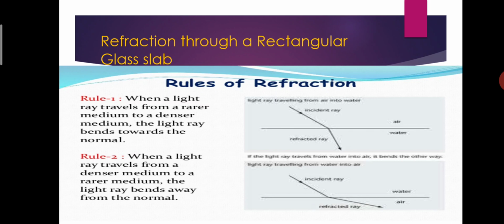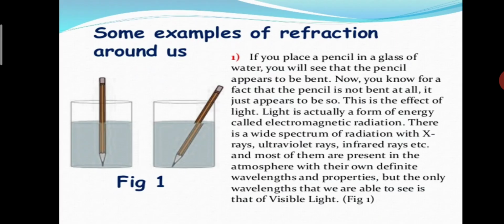Rule 2. When a light ray travels from a denser medium to a rarer medium, what happens? The light ray bends away from the normal. Okay. So this is the normal, and the ray bends from its position. Some examples of refraction around us we can see.